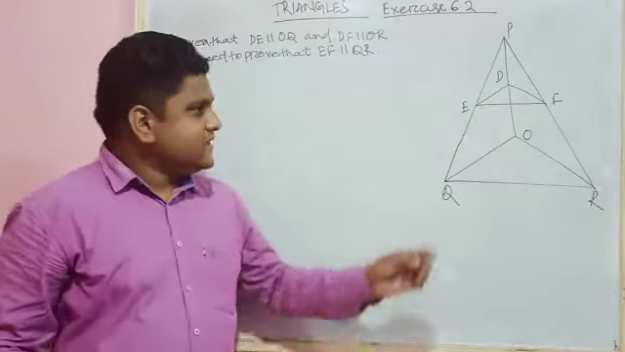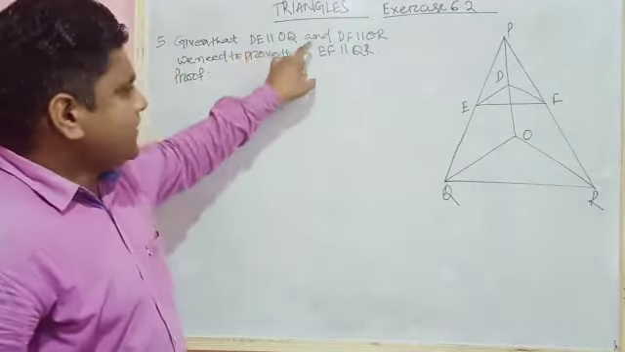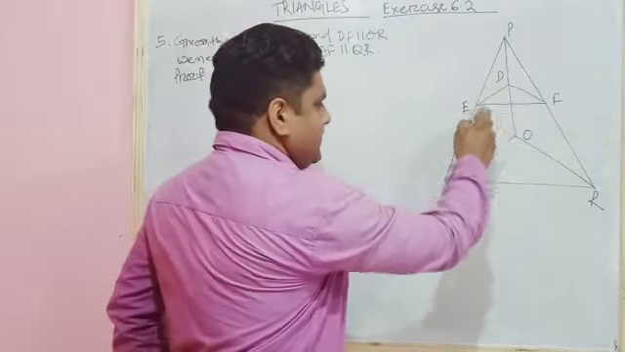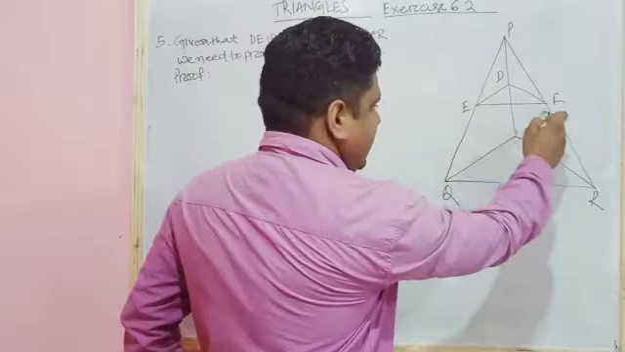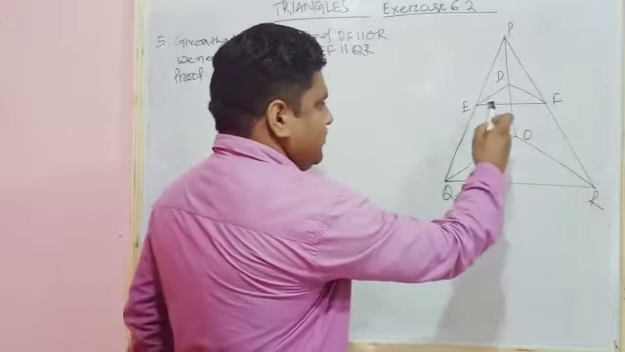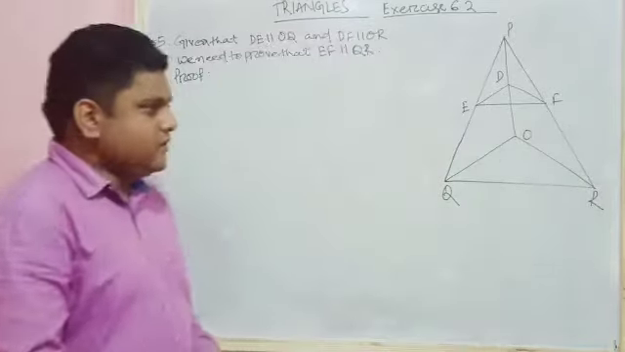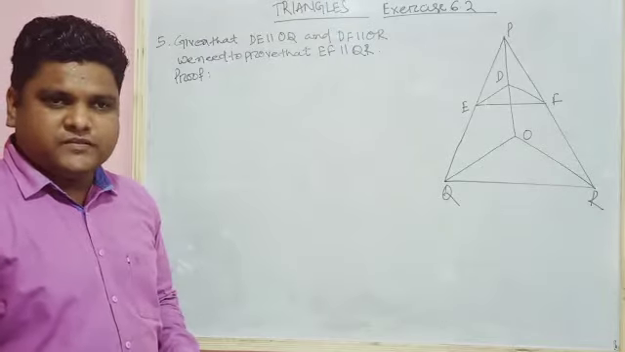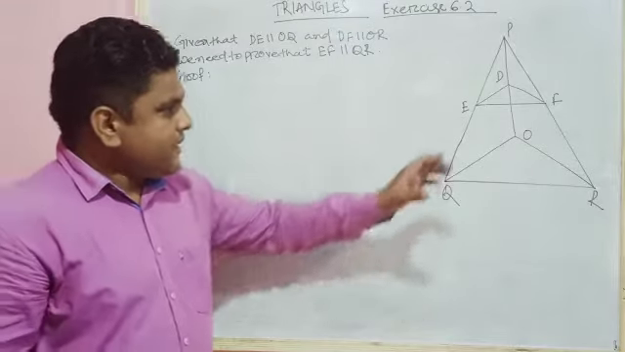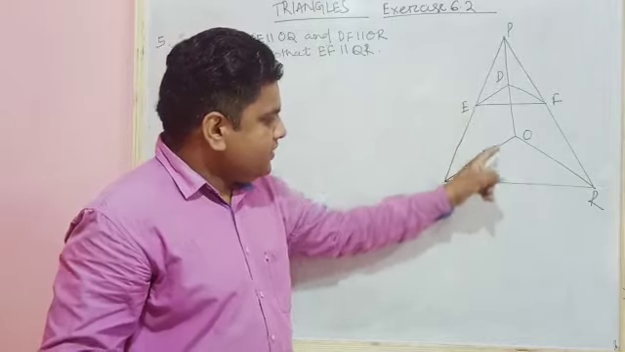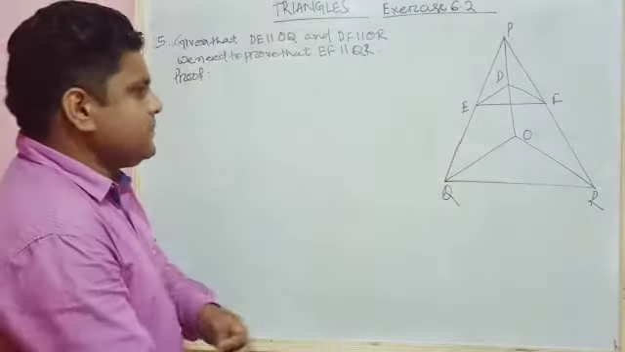In this figure, it is given that DE is parallel to OQ. DE and OQ are parallel, also DF and OR are parallel. We need to prove that EF and QR are parallel. So for this purpose, we have to use basic proportionality theorem. First take triangle POQ.